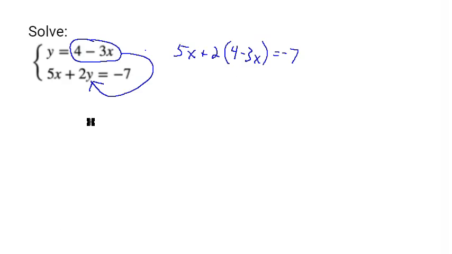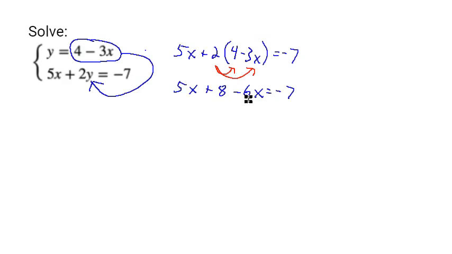So when I rewrote the second equation, I wrote 5x plus 2 times y, which is actually 4 minus 3x, and it equals negative 7. So all I did in this first step is rewrite the second equation. Now it's time to use the distributive property. In that step, I multiplied everything inside the parentheses by 2.